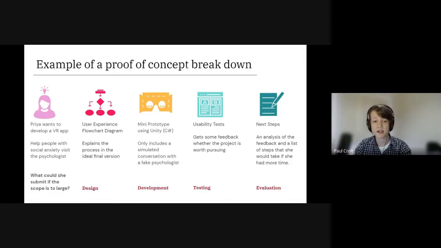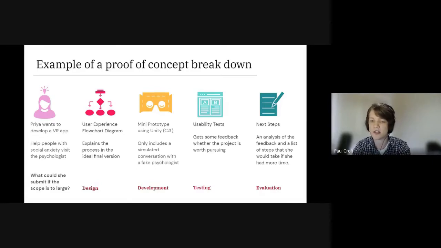As part of her design section, there's a lot of different things that she would do, but as part of the design section, she might go and make a user experience flowchart that explains all of the different things that would happen when a user gets into it. Then when she gets to development, she can make on Unity using C# a mini prototype that you could use on maybe like a Google Cardboard where you put your phone inside and it shows you a simulated conversation with a fake psychiatrist. A lot less time would need to go into producing that than the full online experience where it actually connects with another person's VR device and there's the voice chat between them. However, it does demonstrate that the idea could work.